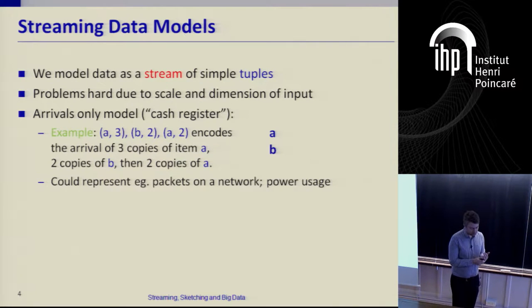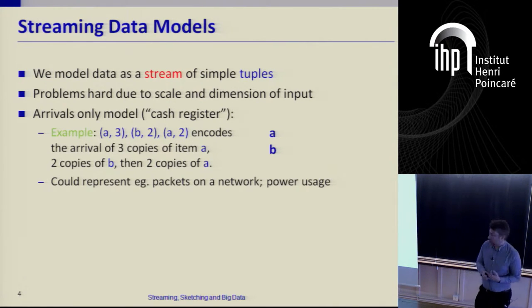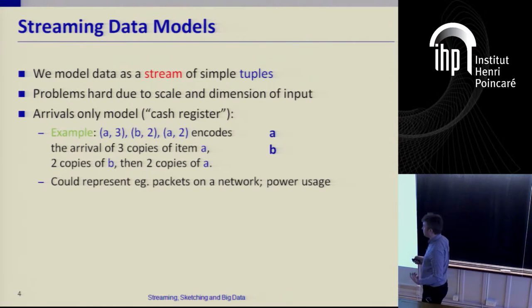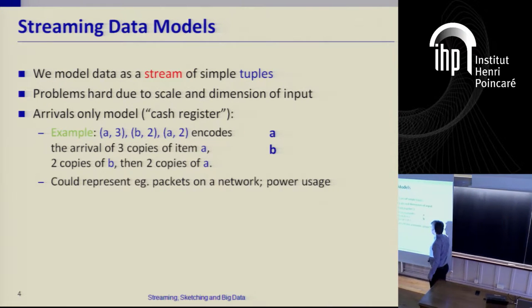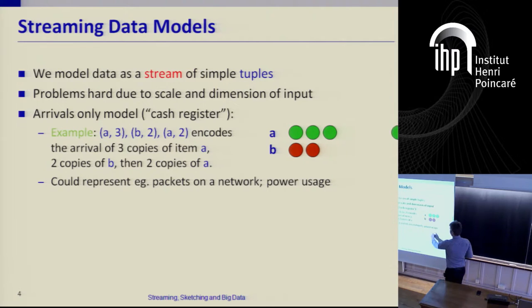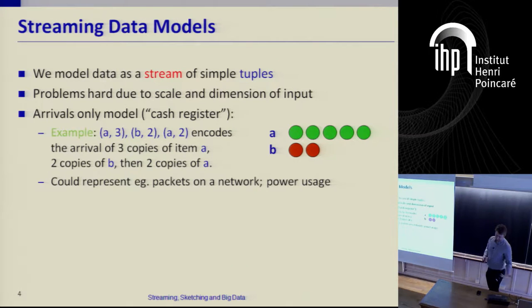So I'll think of a couple of different models. Most of the results I'll talk about today work in the stronger model. The weaker model is what's called the cash register model. That says we're seeing a stream of data. So here's a tiny stream, just three tuples: three observations of an item I'll give the name A, two observations of the item I'll give the name B, two further observations of A. You can think of that as saying, here's my three A's, my two B's, and my further two A's, giving me a grand total of five A's and two B's. This is the kind of thing we're dealing with, but you just have to imagine that this stream is immensely long and this universe of possible elements that we might see is extremely huge.